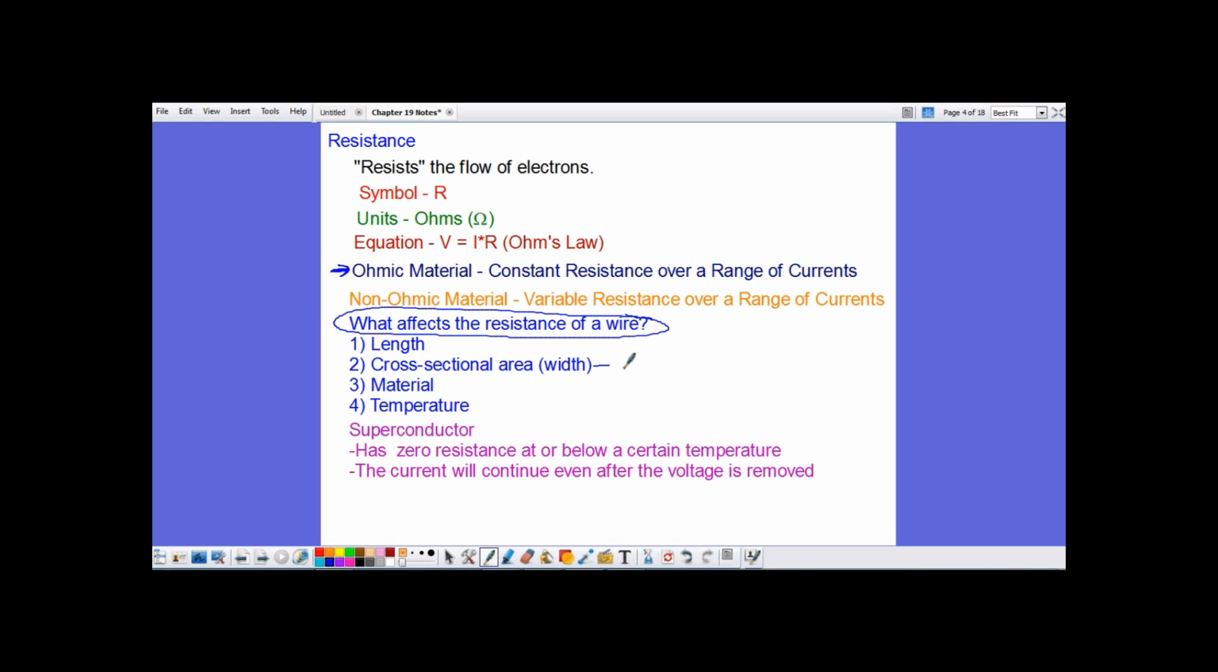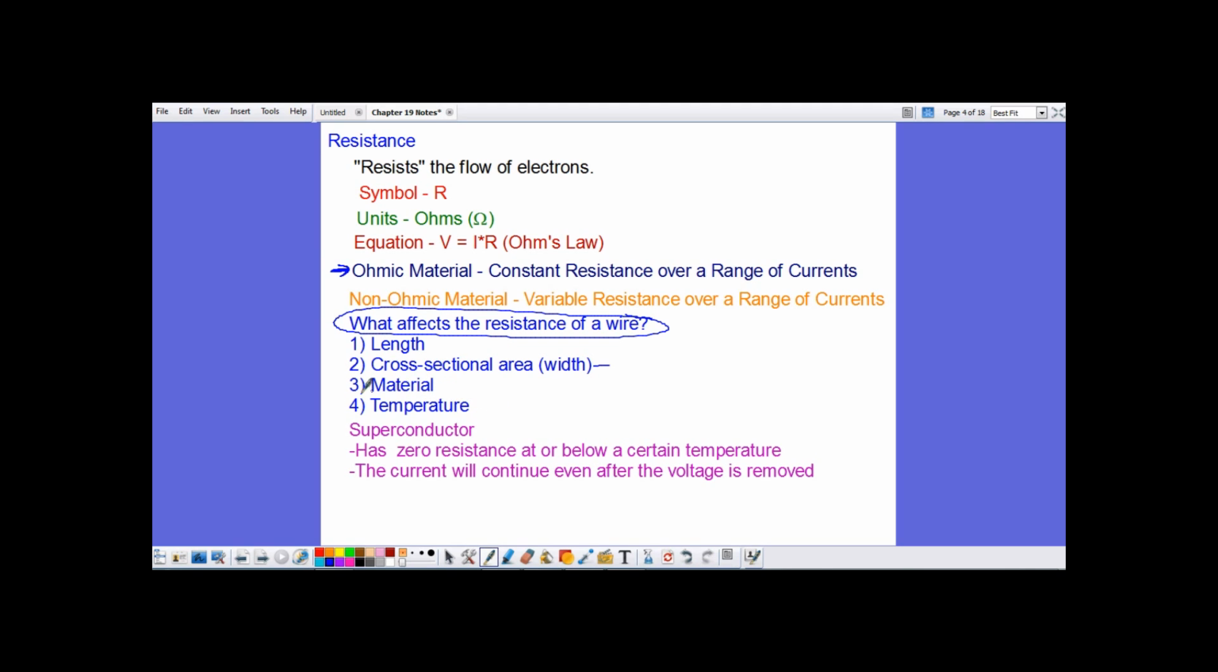The third thing is simply the type of material. Okay? Metals are good conductors. They have less resistance than an insulator. Think about driving along on a nice paved road. You're not having a whole lot of resistance. The material plays a part in that. Versus if you're on a gravel or a dirt road, there's a lot more resistance there because of the material. Okay, so it's length, cross-sectional area, material, and then temperature.